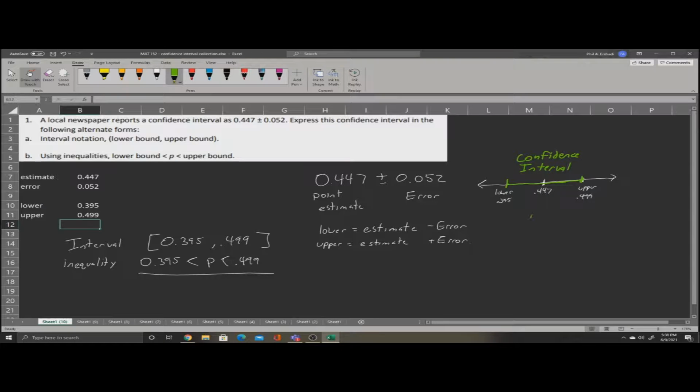The confidence interval is the region where we believe the true proportion exists. So according to our calculations, anywhere between 0.395 and 0.499, the true proportion may exist based on our estimate of 0.447.